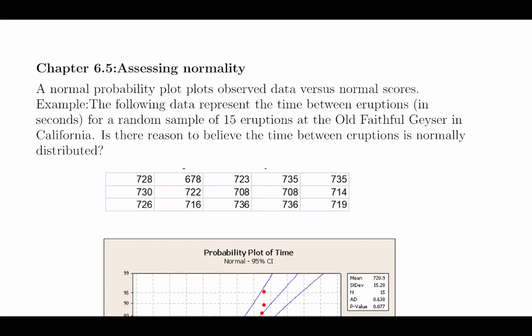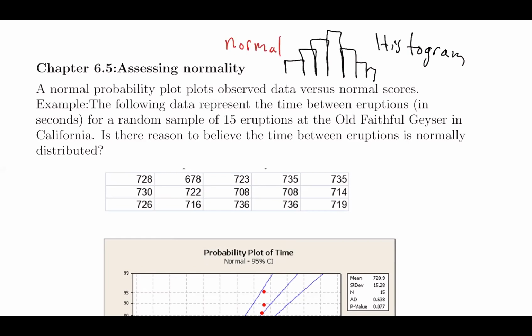So usually when we talk about normality, if we do a histogram, we want the histogram to look something like this. If our histogram gives that drawing or that description, we could say that our data set is normal. And that's what we're talking about when we're talking about normality.